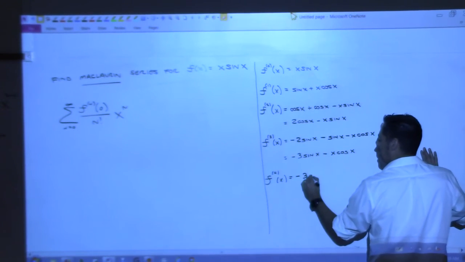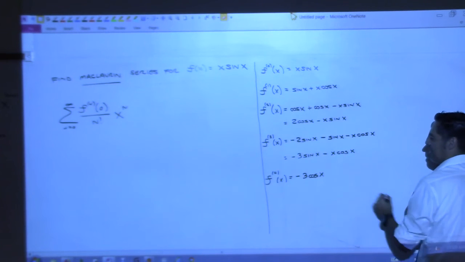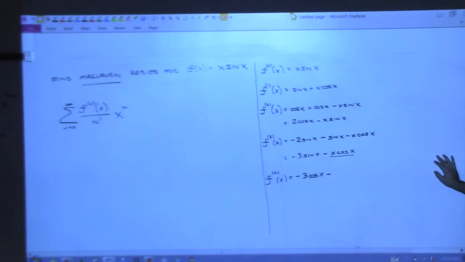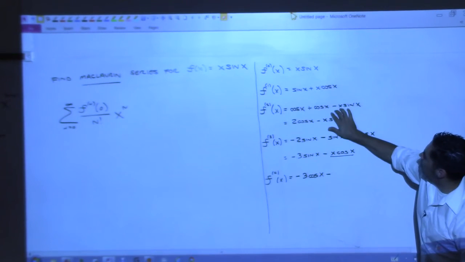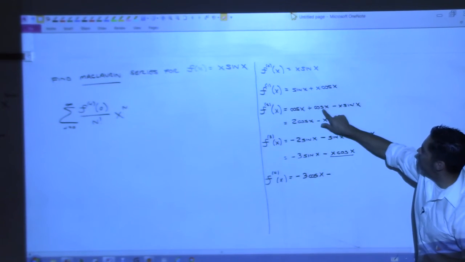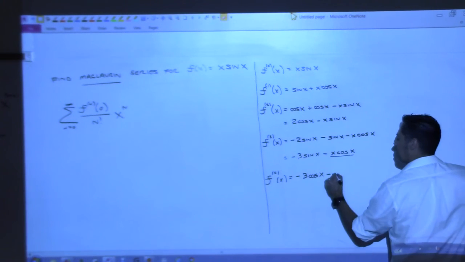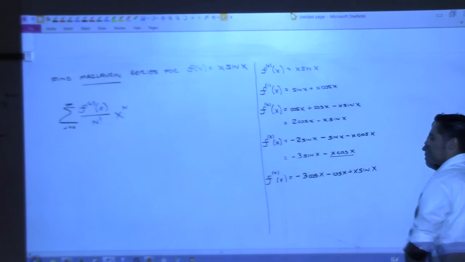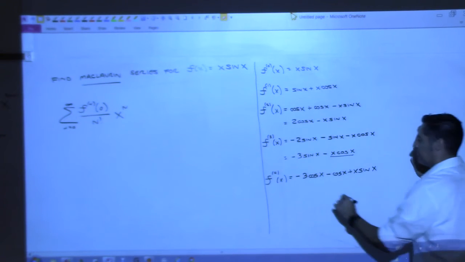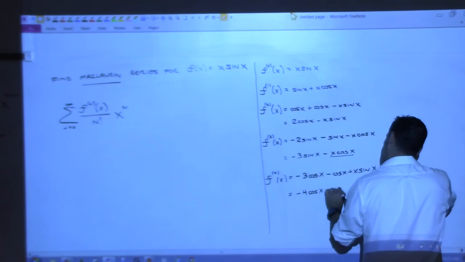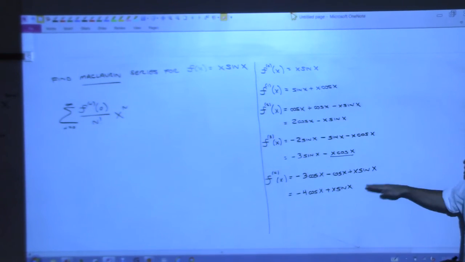Not yet. Negative 3 cosine x, right? And then minus, now we have to take the derivative of this, but we already did that, didn't we? That was right here. This one right here became this. But we're subtracting it, so it's going to be minus that plus that. So minus cosine x plus x sine x. So negative 4 cosine x plus x sine x. Okay, we may need to continue, but I think we're starting to establish a pattern here.